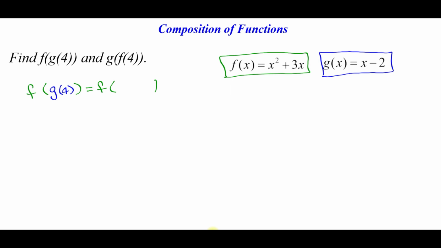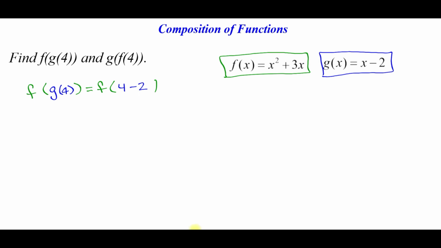So remember, composition of functions is about substituting and simplifying. So inside my smallest parenthesis, I have 4. There's nothing I can do to simplify that. So now I'm going to take the 4 and I'm going to plug it into the g function. And the g function says take what's in the parentheses and subtract 2 from it. So we're going to go 4 minus 2.